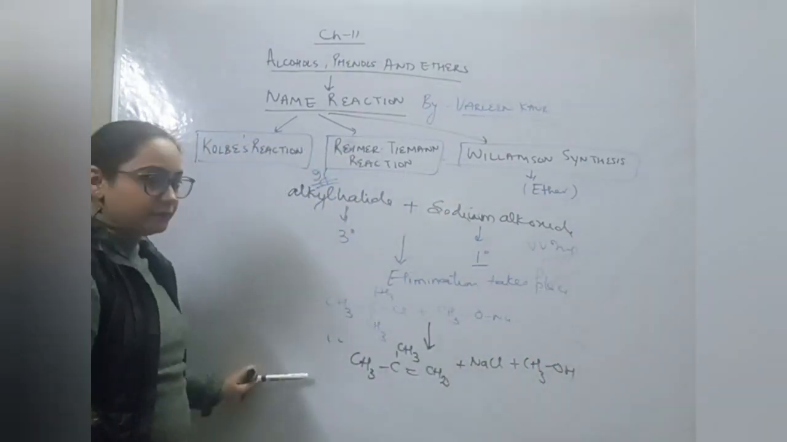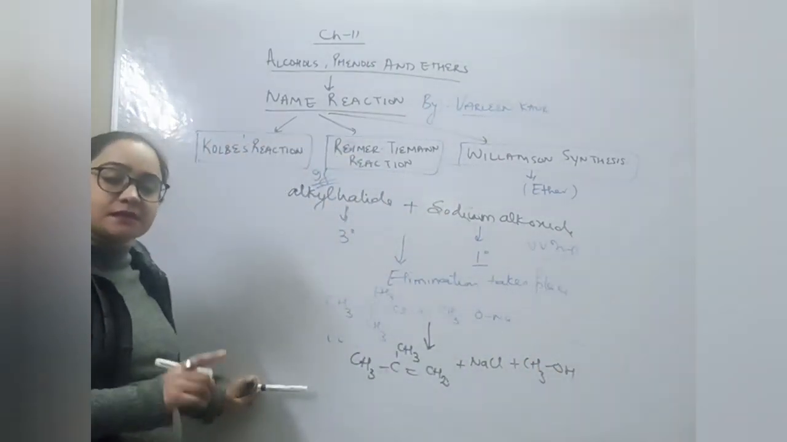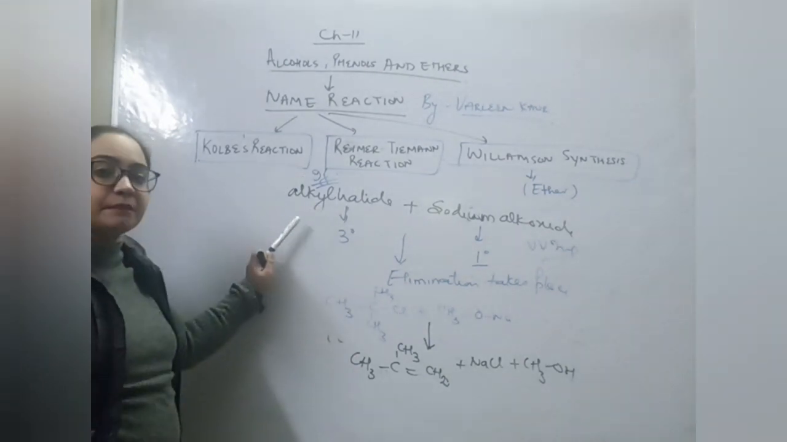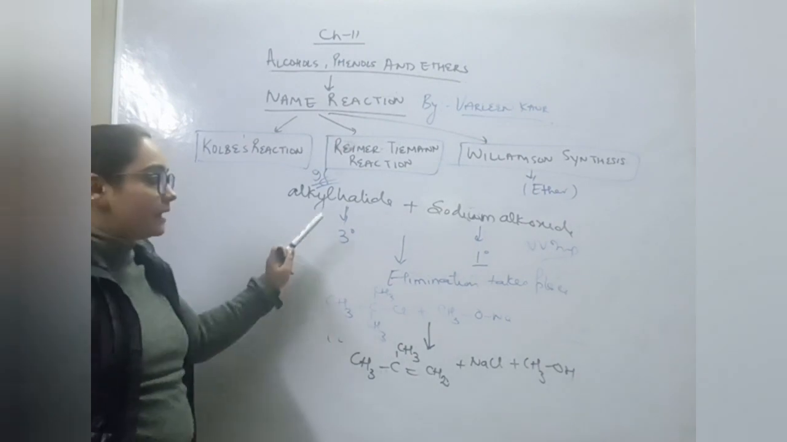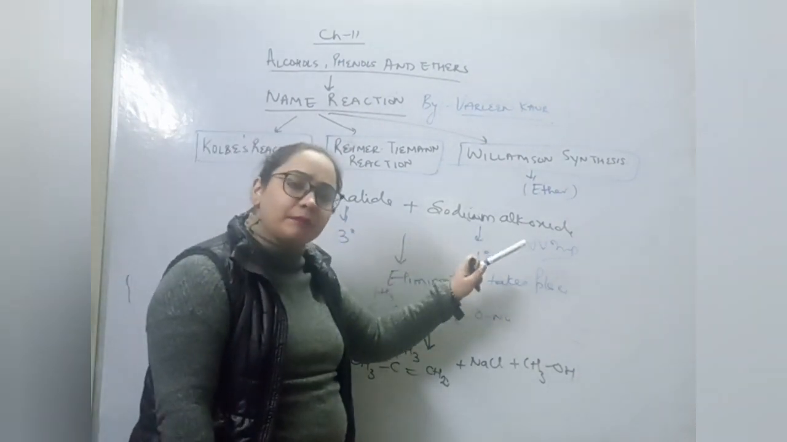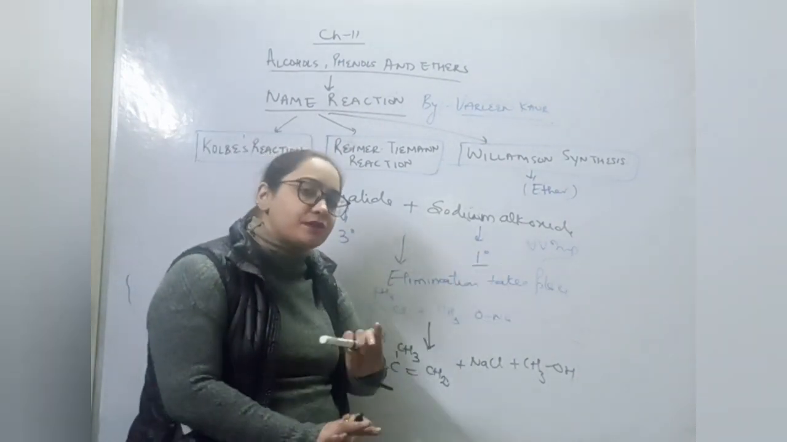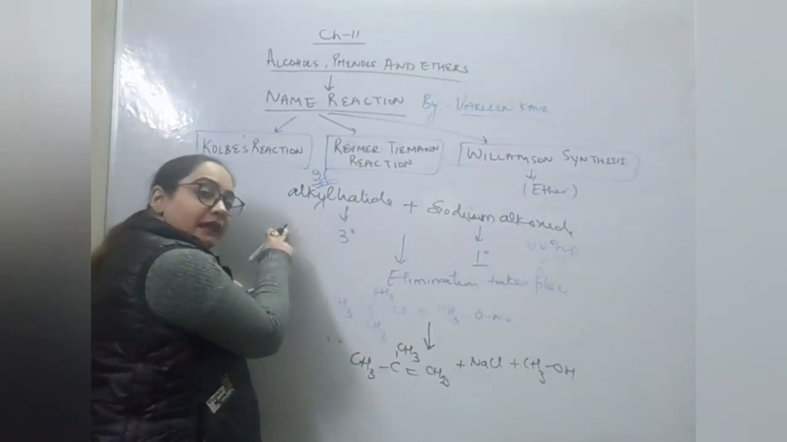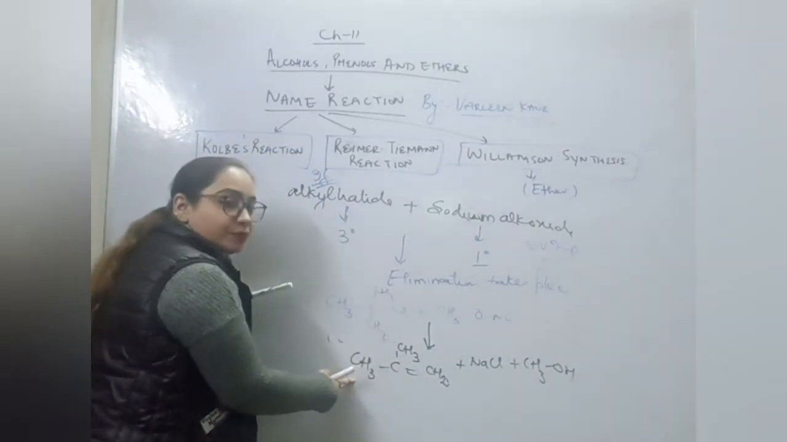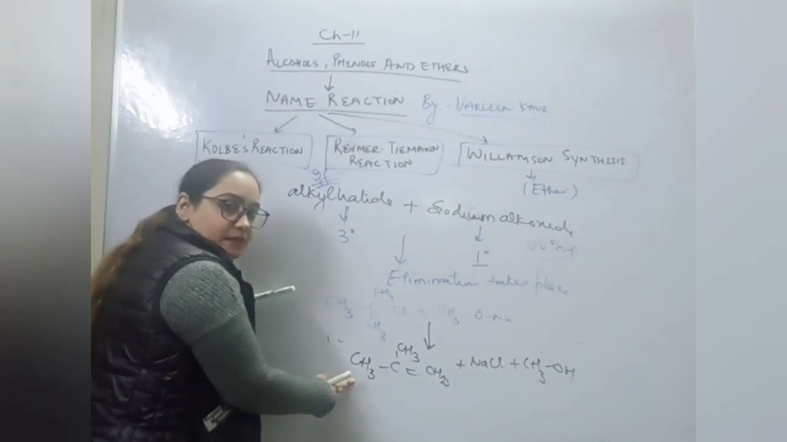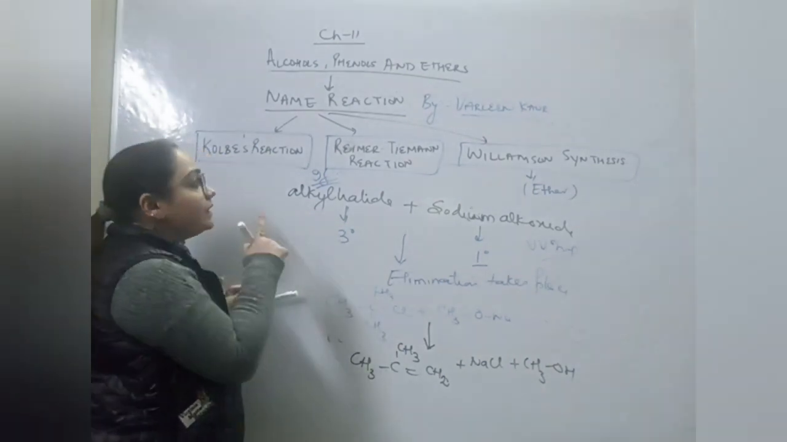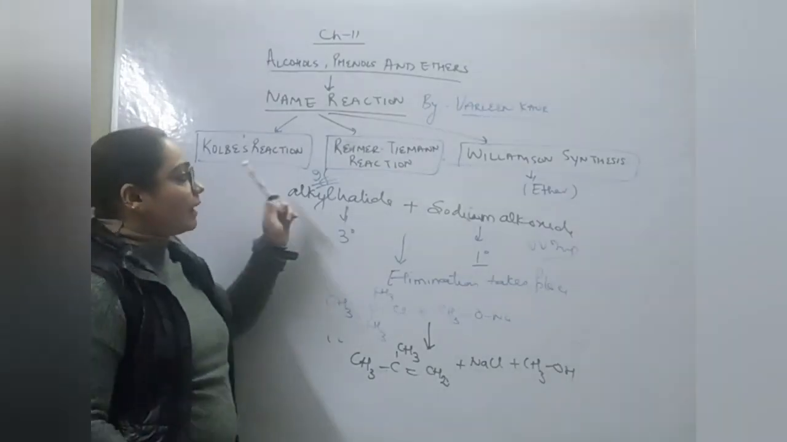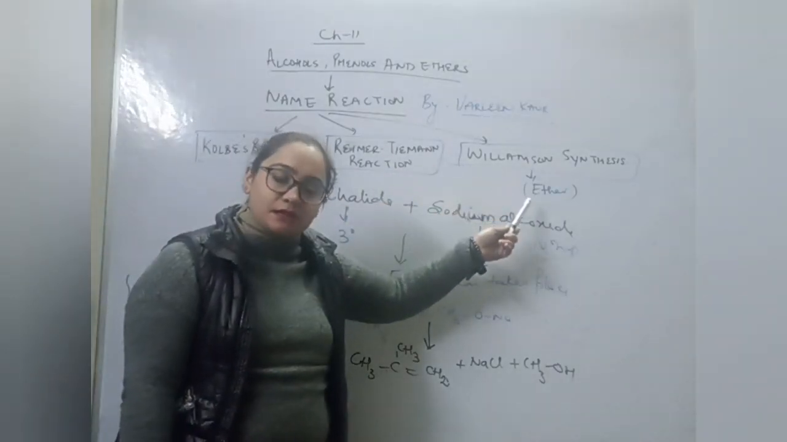So is this part clear? So in Williamson synthesis, the main condition is that whenever we are taking alkyl halide, it must be of primary nature, and sodium alkoxide may be primary, secondary or tertiary, there is no problem. But if we take alkyl halide as tertiary, then elimination reaction will take place. Is that clear? So we have only 3 named reactions in this chapter: Kolbe's reaction, Reimer-Tiemann and Williamson synthesis.